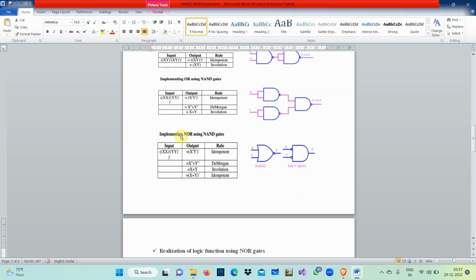Okay. What is a NOR gate? This is a NOR gate: x plus y, then its inverse. F is equal to the transpose of x plus y, right? Then how do we do it using a NAND gate?